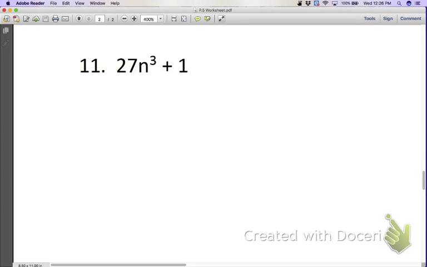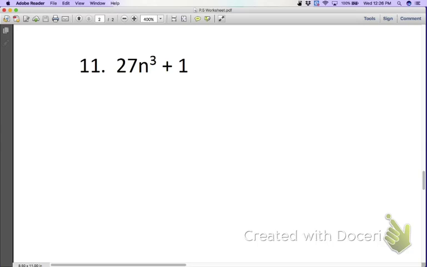All right, then we have 27n to the third plus 1. 2 terms, so we really only have 3 options. There's no GCF between 27 and 1. So, is it a sum or a difference? Sum. So really we only have one option, right? So the only option is going to be sum of 2 cubes.